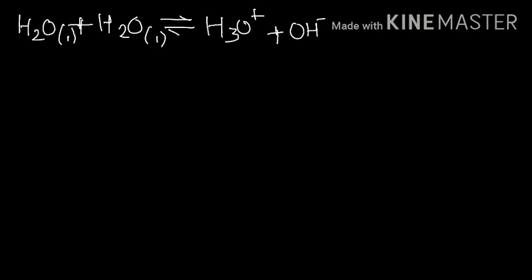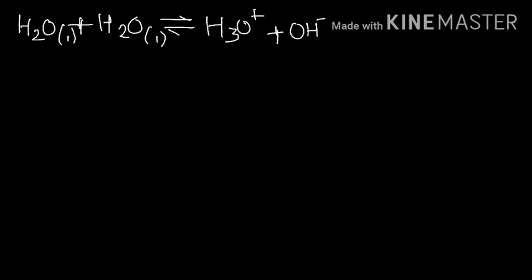So here we are going to take two molecules of water. You can see it is splitting up as H3O+ and OH-. What happens here is one H+ from one water molecule is donated to the other H2O molecule, which forms the hydronium ion. So H3O+ is called the hydronium ion and OH- is called the hydroxyl ion.